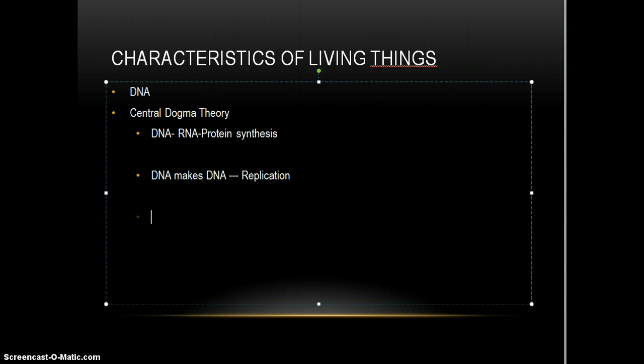When DNA makes RNA, it is called transcription. When RNA makes proteins, it is called translation. The second characteristic of living things is energy.